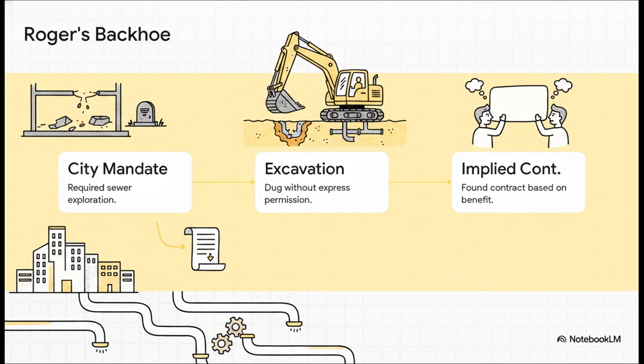Well, the court wasn't having it. They found an implied in fact contract. Why? Because those services were absolutely necessary to keep the project moving, which conferred a clear, beneficial service to the defendant.